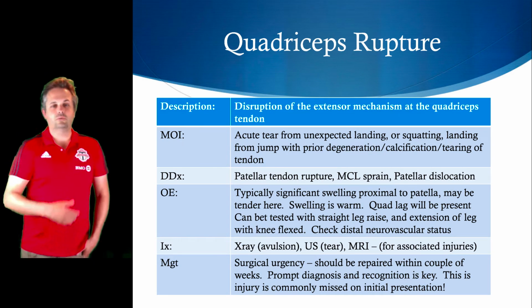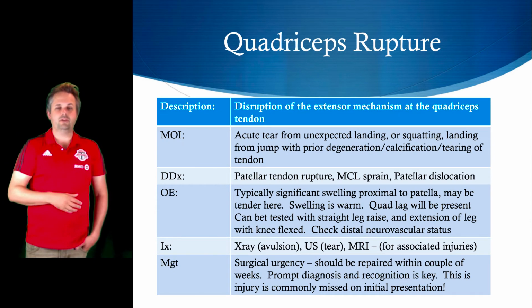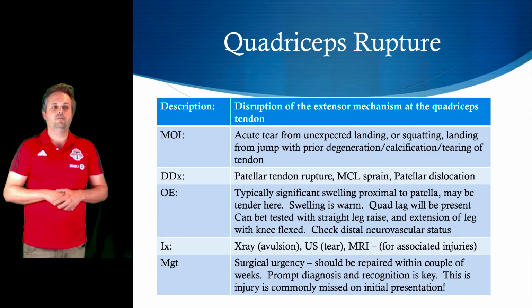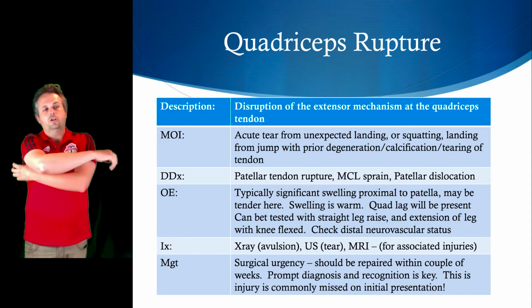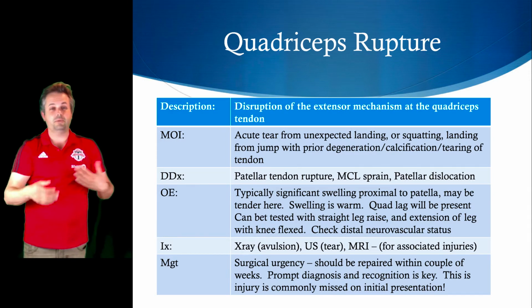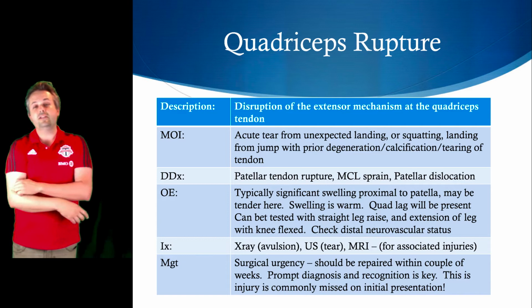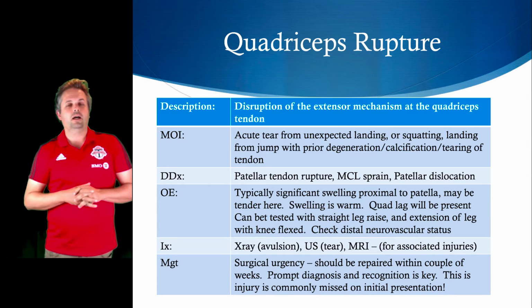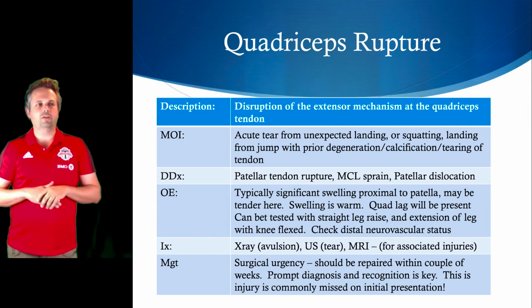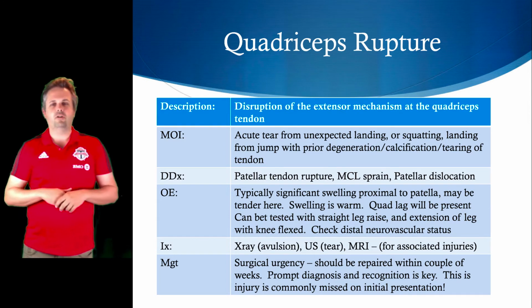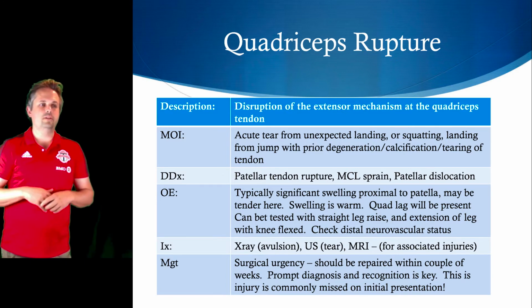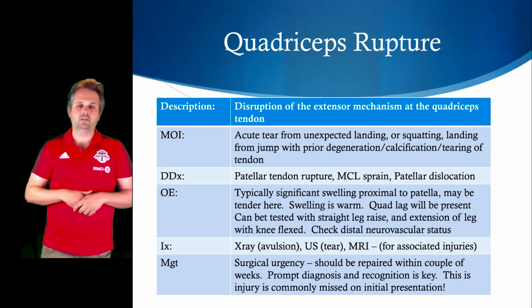Quadriceps rupture, so this is essentially a disruption of the extensor mechanism from the complete tearing of the quadriceps tendon from the muscle to the patella. Typically, it can occur spontaneously, sometimes with walking, if there's already a significant amount of degeneration in the quad tendon or pre-existing calcification. But usually there's some kind of injury, so there's an unexpected fall or landing from either a jump or from a seated position, such as a chair or stool breaking.